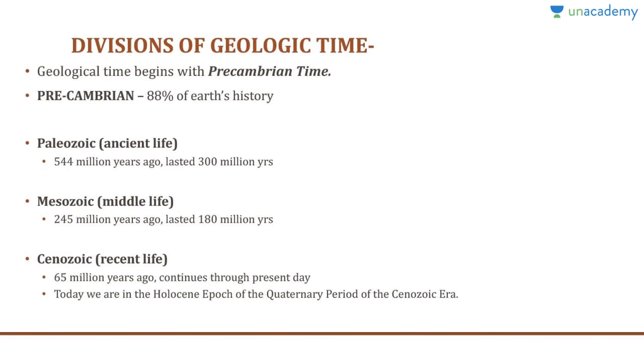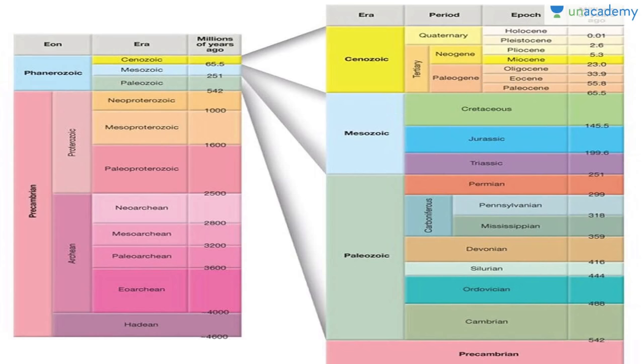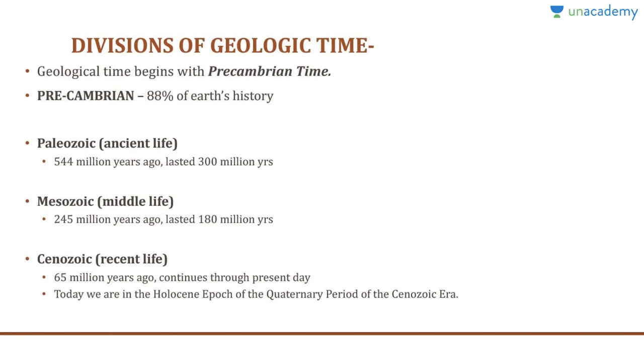So the geological timescale begins with the Precambrian eon, right? And as I told you, 88% of Earth's history is in the Precambrian eon. Then the second eon is this one, the Phanerozoic eon, right? And it is divided into three eras. If you see it here, these are the three eras into which the Phanerozoic eon is divided. One is Paleozoic. Paleo means ancient life. It started 545 million years ago, and it lasted somewhere around 300 million years.